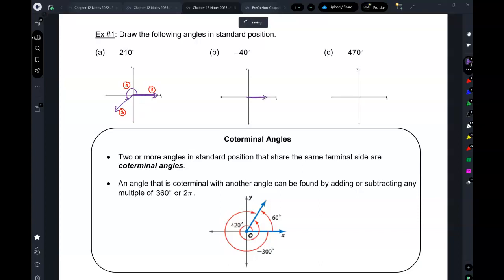Negative 40, we're going to go in the clockwise direction, so this way. Now, if one corner is 90, exactly halfway is 45, right? So you could just eyeball it that way. So right there, that is negative 40 degrees. Okay?